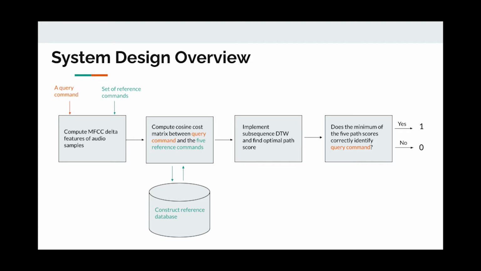Fifth, subsequent dynamic time warping, or DTW, is implemented, which ignores tempo differences between the query and reference commands. Next, we computed the optimal path score, which represents the total dissimilarity of the cosine cost matrix. If the minimum cost corresponds to the correct reference command, the system outputs true.